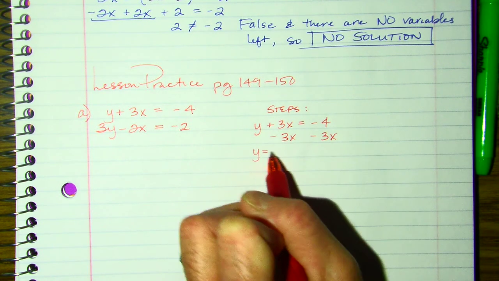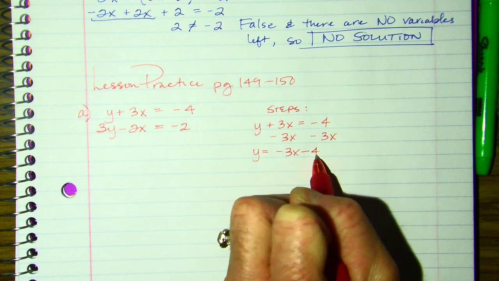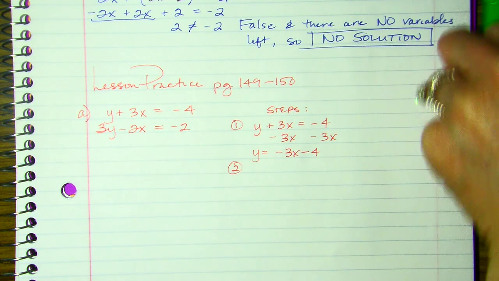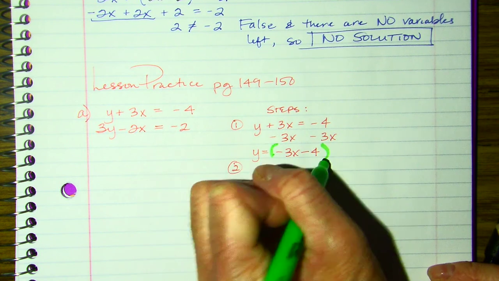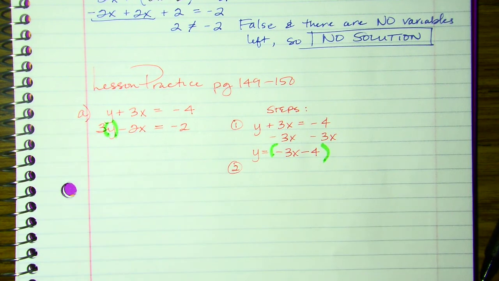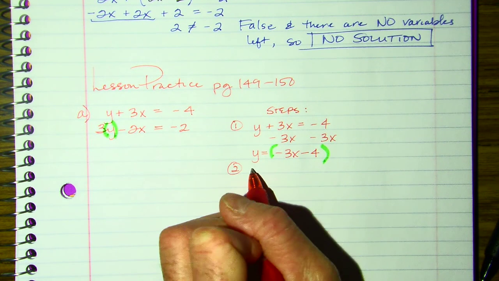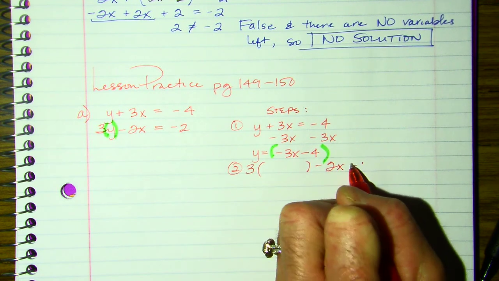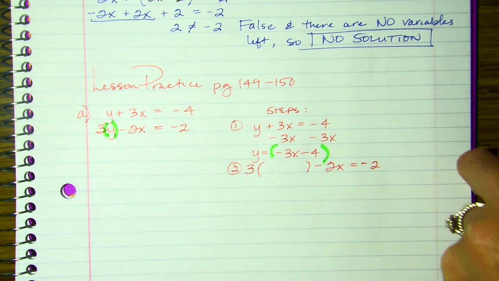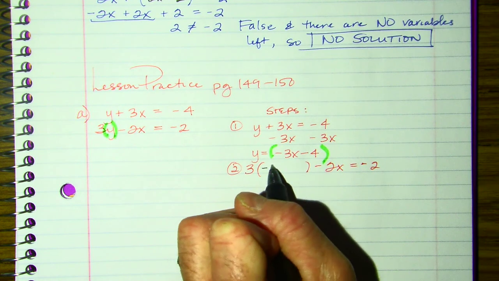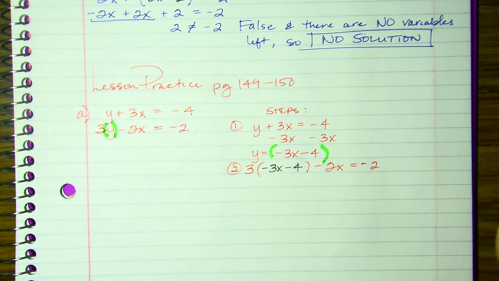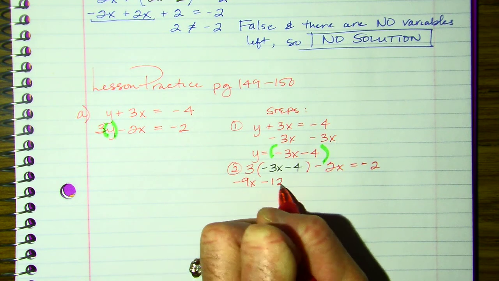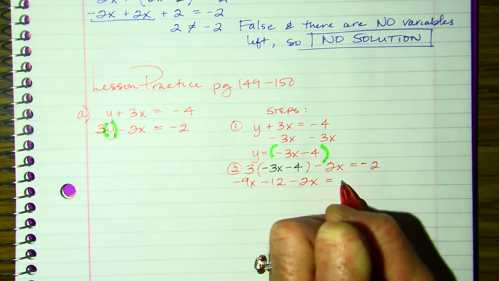So y equals negative 3x minus 4. So there's step 1. Step 2, I'm going to substitute this expression into the other equation. Okay, so step 2, I have 3 times y minus 2x equals negative 2. And I'm substituting negative 3x minus 4 right in there. Then I've got negative 9x minus 12 minus 2x equals negative 2.